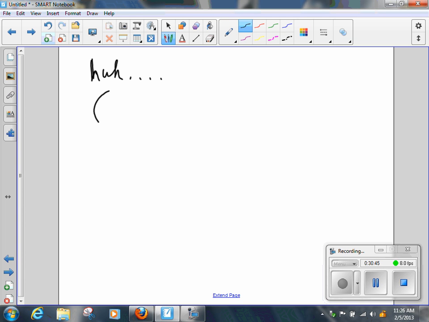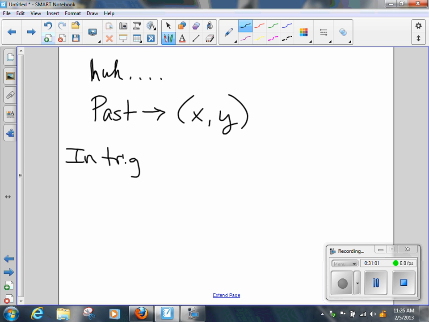In the past, we have always thought of ordered pairs as what values? X and Y. In trig, we don't think of them in those terms. What is the X value? It's on your paper if you wrote it down. It's the cosine value of that angle. What's the Y value? It's sine.